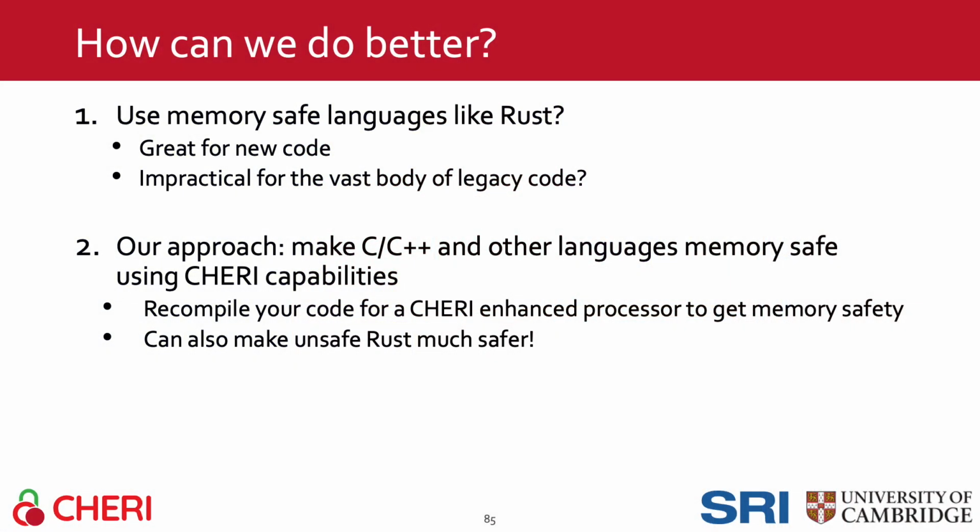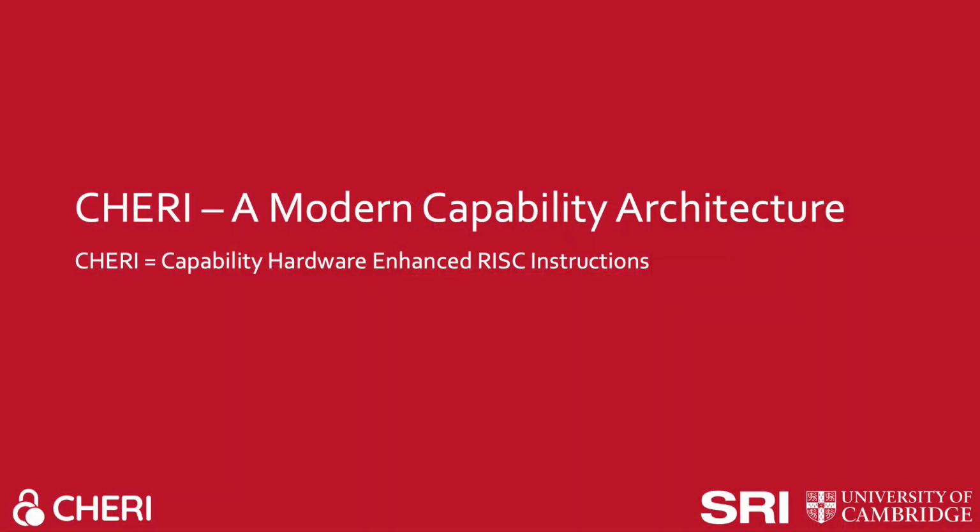And moreover, quite a lot of Rust code gets written in unsafe Rust, and we'd like to be able to make that memory safe. So our approach is to recompile your code and basically add a new data type, which I'm going to explain in a minute. We believe we can then make your C++ code more secure, and also make your Rust code more secure. So let me tell you about the technology.